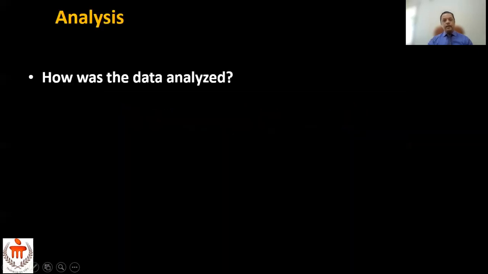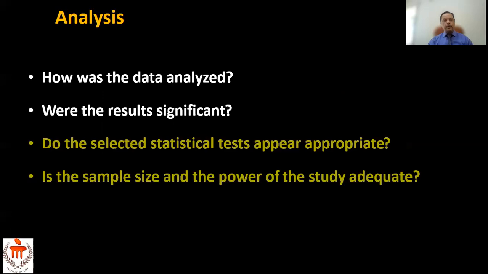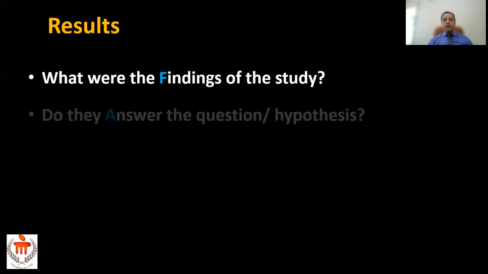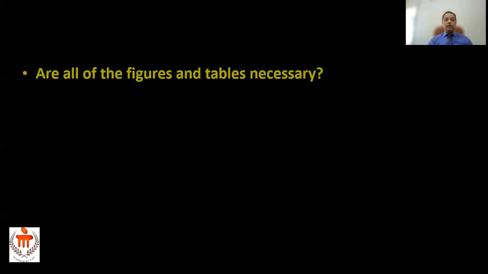In the results and analysis, you need to very clearly mention how the data was analyzed, whether the results were significant or not, and the statistical test which you chose, whether appropriate or not, very, very important. And I'll also talk about the sample size and the power of the study, was it adequate or not, in the result section. And what were the findings of the study? Did they answer the question of your hypothesis? And how did you interpret your results is also very important.